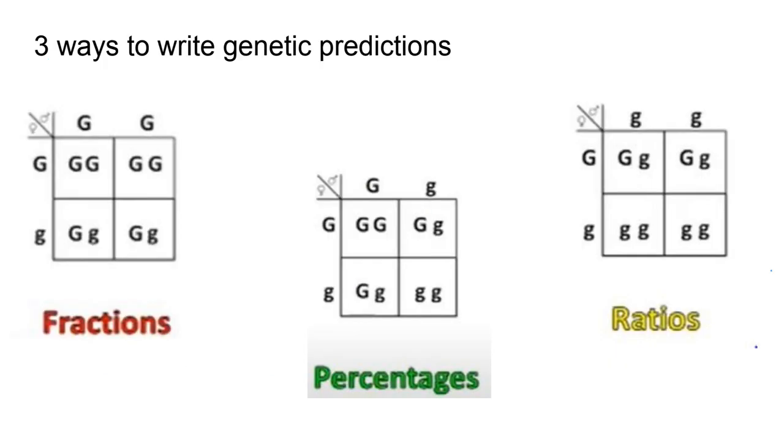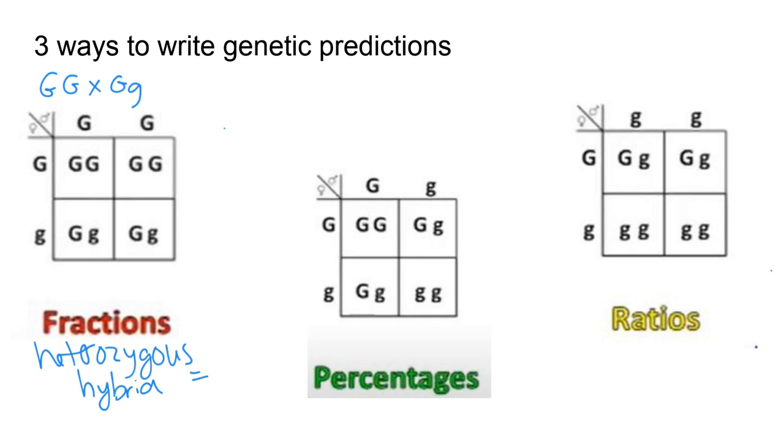So when we do these Punnett squares, there are 3 different ways that we can write these genetic predictions of the offspring. The first way would be to write it as a fraction. So in this example over here on the left, I had a cross of big G, big G crossed with big G, little g. So I could write this as a fraction. For instance, maybe it asked about heterozygous genotypes or hybrids. What fraction would be hybrid? So 2 out of 4 or 1/2. So I can write it as a fraction.